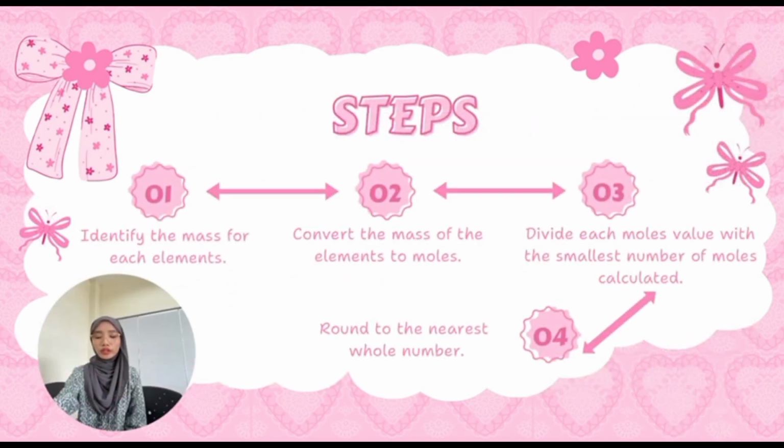So there are 5 steps to calculate the empirical formula. First, you need to identify the mass for each element. Second, we need to convert the mass of the elements to moles. Third, we need to divide each mole value by the smallest number of moles calculated. And fourth, we need to round to the nearest whole number.